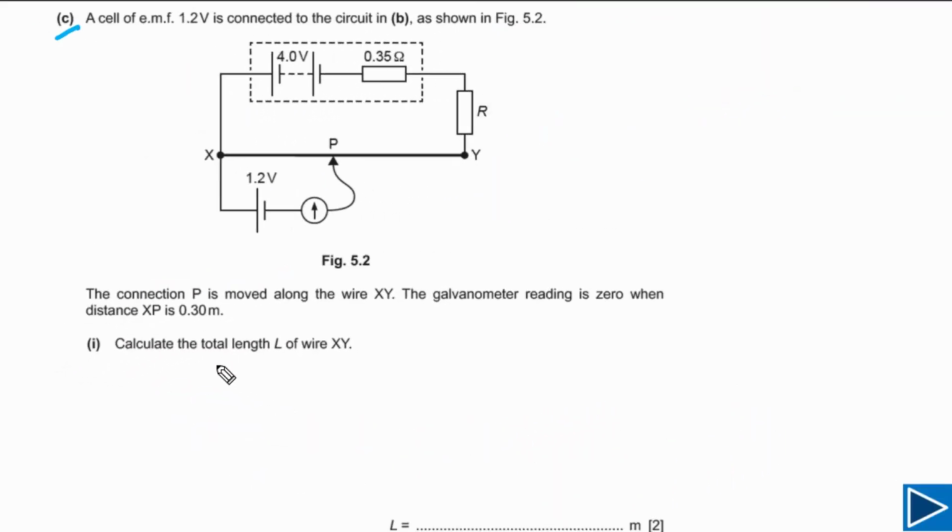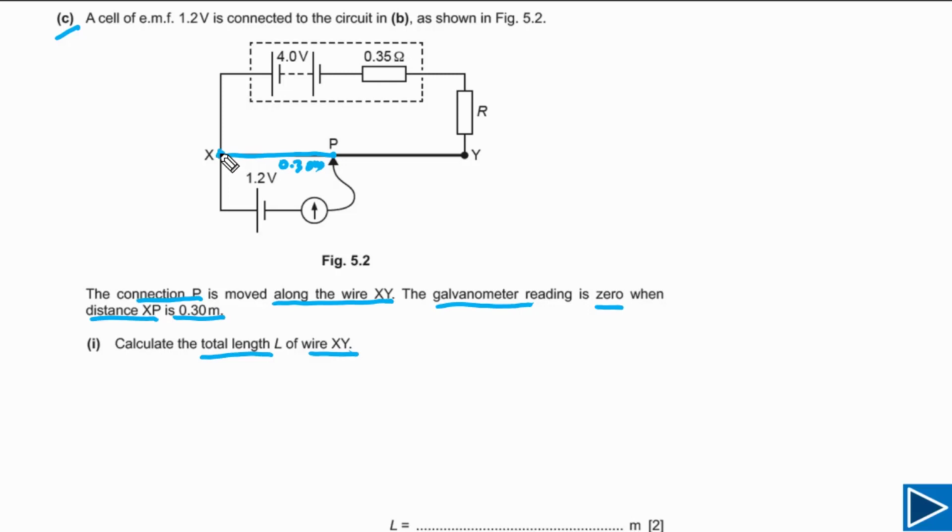For part C, we need to calculate the total length L of wire XY. It is given to us that the connection P is moved along the wire XY. It simply means that we started moving our slider from this point and we keep on moving this one until it is at point P. Now it is given to us that the galvanometer reading is 0 when the distance xp is 0.30 meters. Means the distance between x and p is 0.30 meter.